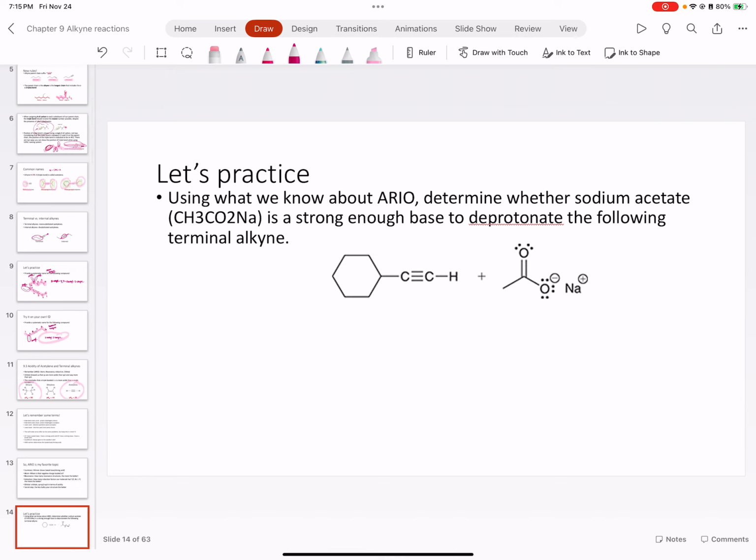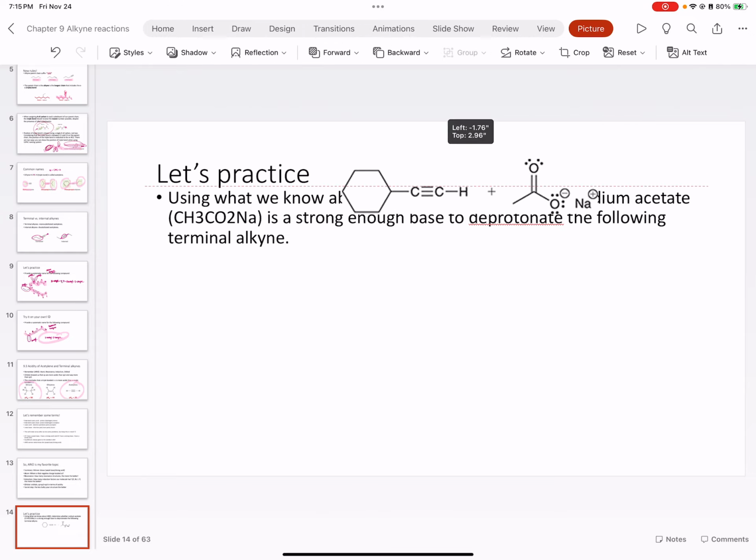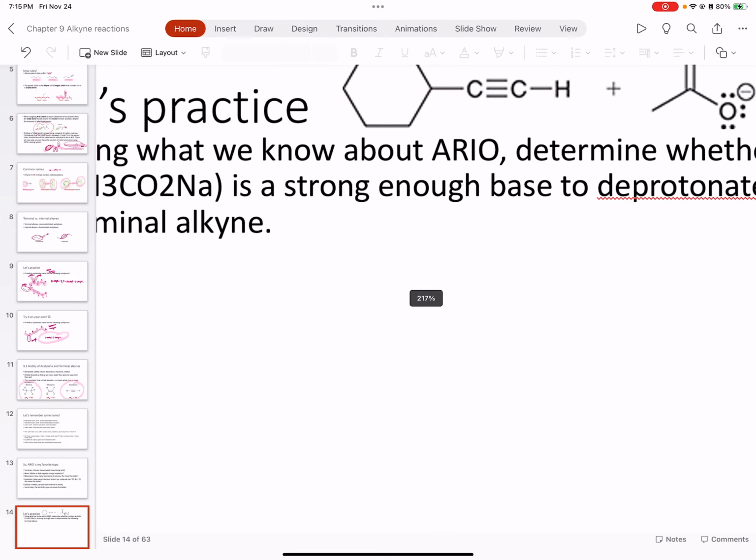So then let's practice. Using what we know about ARIO, determine whether sodium acetate, CH3CO2Na, is a strong enough base to deprotonate the following terminal alkyne. Okay, so basically this is how it's going to go. Let me put this one up. Okay.